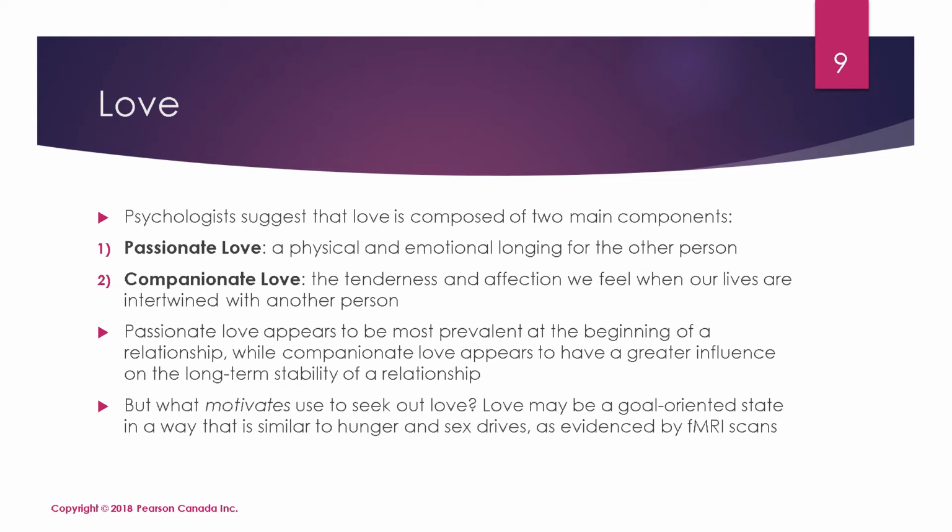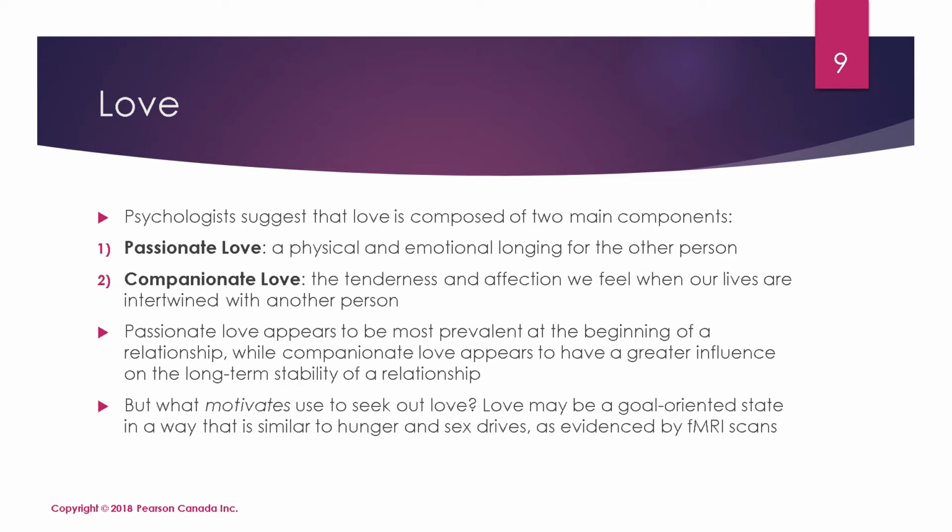Companionate love, on the other hand, appears to have a greater influence on the long-term stability of the relationship. Over time, typically, if a relationship is to persist, that passionate love either fades away or at least comes into combination with that companionate love as well. So you need both in order for relationships to really persist long term.